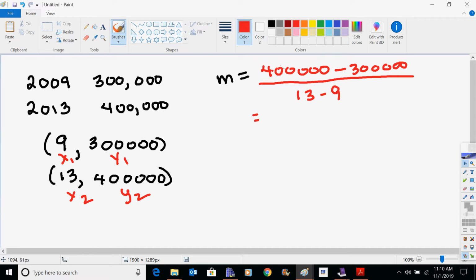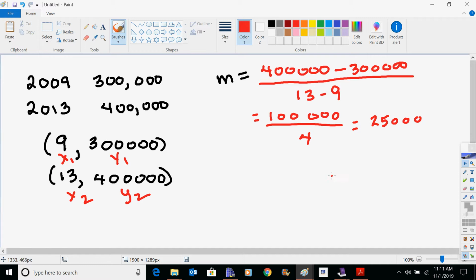So how much is 400,000 minus 300,000? 100,000 divided by 4. And how much is 100,000 divided by 4? 25,000. So 25,000 players. 25,000 is our slope. And when we really think about that, that's the rate of change per year.